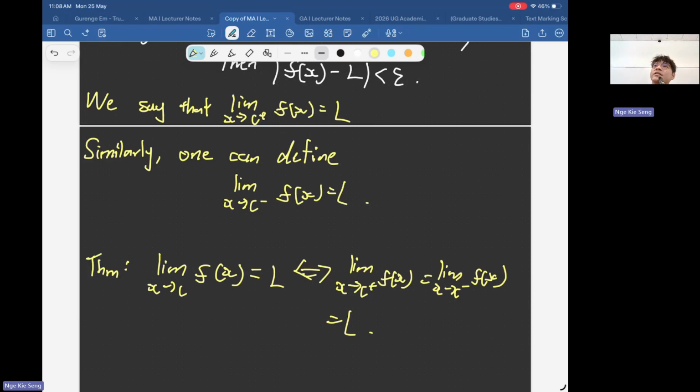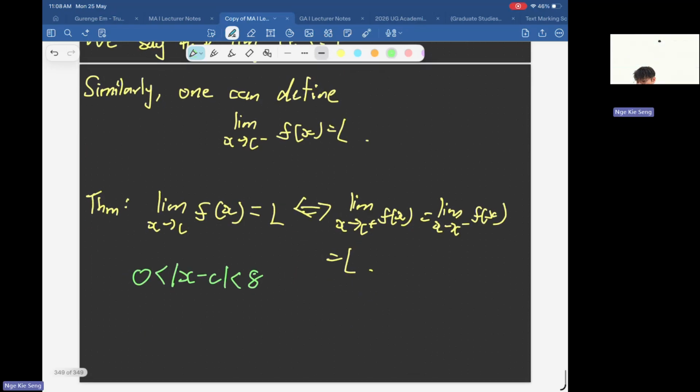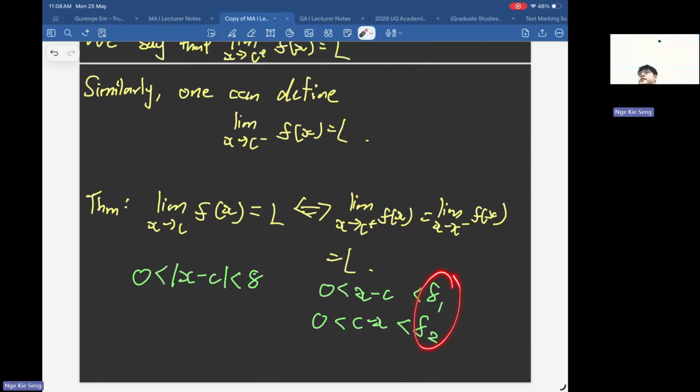Think about the definition again. One of these deltas works for what? This delta works for the absolute value, right? |x minus C| less than delta. And one of them is x minus C, the other is C minus x. So if you have a delta that works for both sides, definitely use the same delta on these two sides, right? Does it make sense? Correct or not?